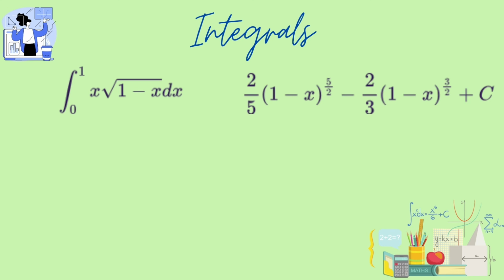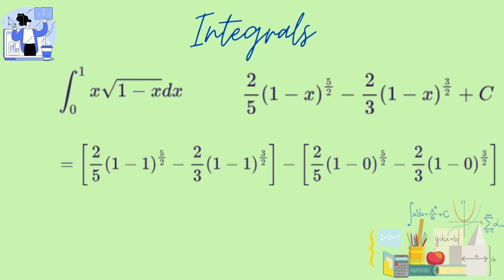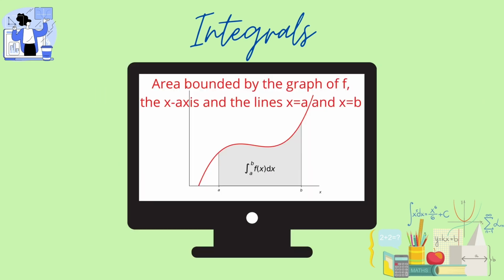Which we need to evaluate when x is 1 and when x is 0. Applying the fundamental theorem of calculus gives us the definite integral equals 4 over 15. Note that all these values obtained represent the area bounded by the graph of the function, the x-axis, and the lines x equals a and x equals b.